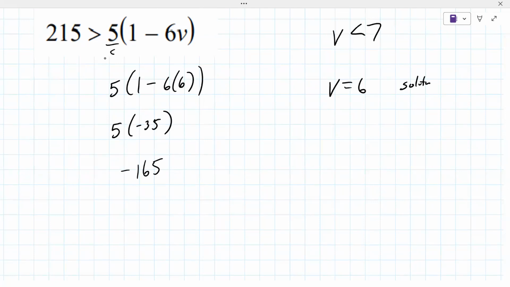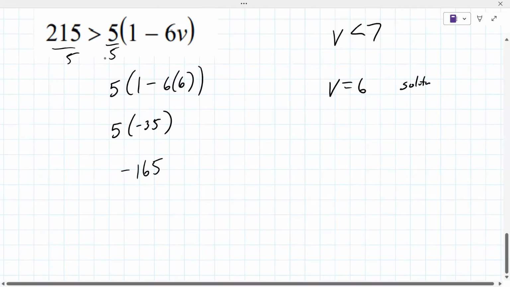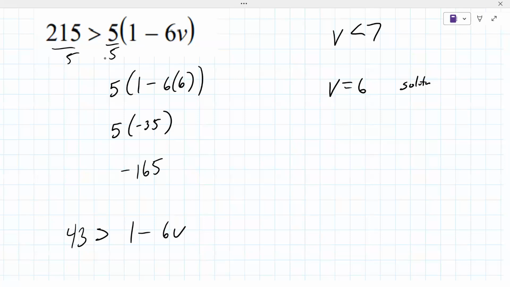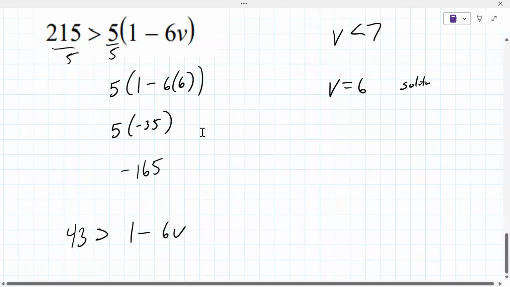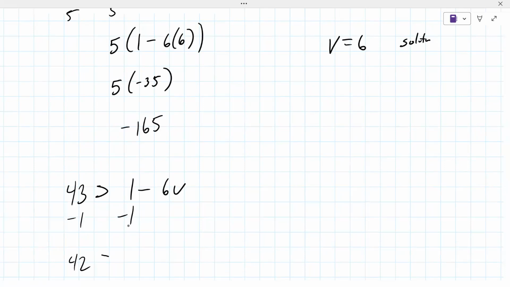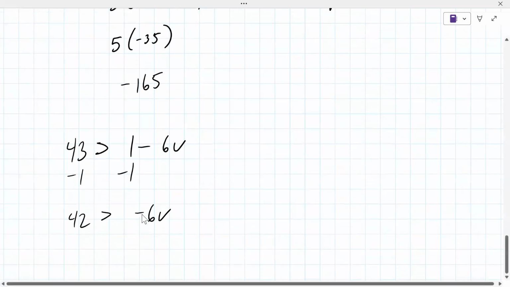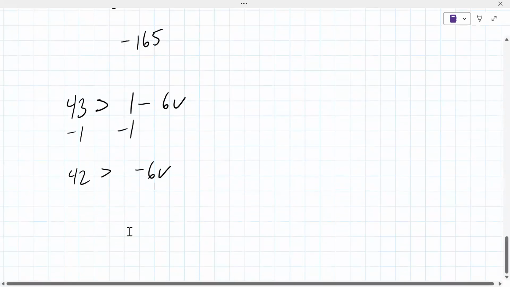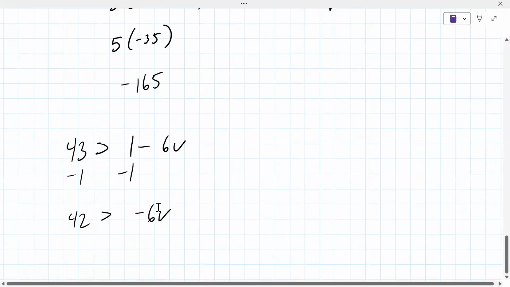Okay. So what is 215 divided by 5? 43. 43 is greater than 1 minus 6v. And then what did you do next? Because 1 is technically a positive one, you have to subtract 1. I agree. That's well said. I wish most students knew it that way. Oh, I forgot about that. Uh-oh. So go ahead and modify your answer. Give me your new, better preferred answer here.